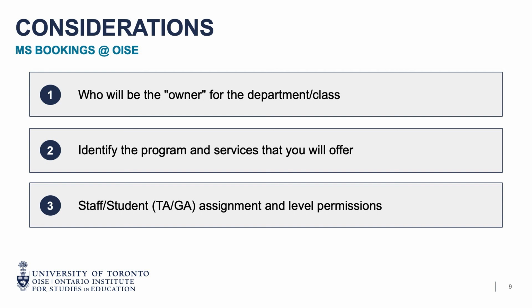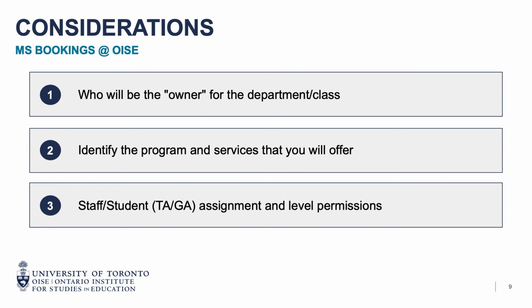And now let's go back to our slide. Before starting your MS Bookings page, these are the 3 things that you need to consider. Who will be the owner of the department or your class MS Bookings site? As I mentioned earlier, I always recommend having 2 owners. So the first one would be creating it and sharing the link to the other person so the 2 of you can be each other's backup. Number 2, what are the programs and services that you will offer? Please identify them before creating the site.